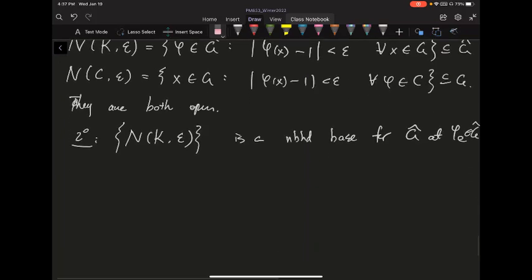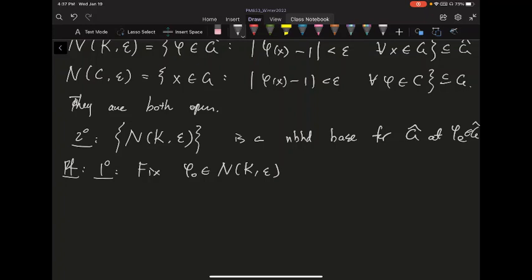So, proof. Because I mostly care about the topology on G hat, I'm just going to prove that N(K, epsilon) is open. The proof that N(C, epsilon) is open is very similar; you just swap G and G hat. So let's start. Let's fix phi 0 inside some N(K, epsilon). Essentially, I just want to show that there is some open neighborhood around this phi 0 that's still inside N(K, epsilon).